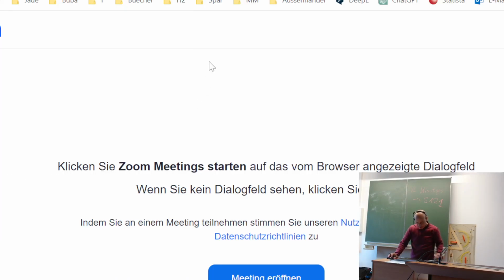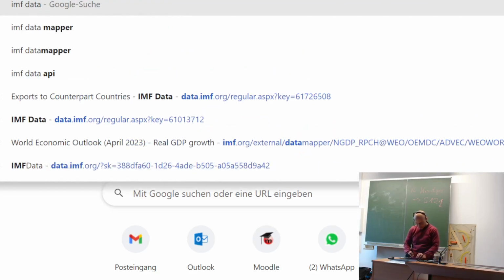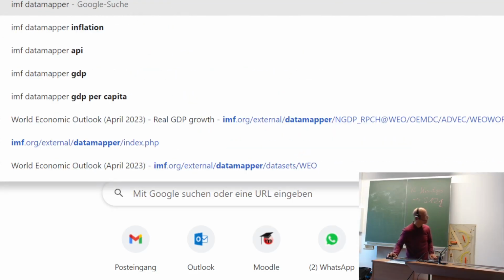Okay, so IMF data mapper. Oh, this you don't see.